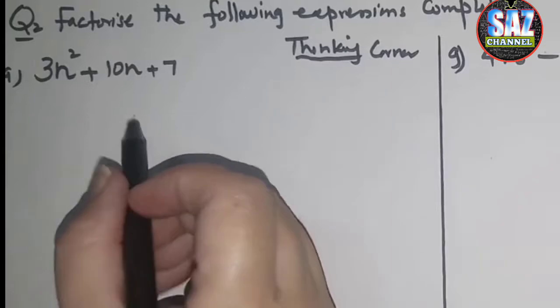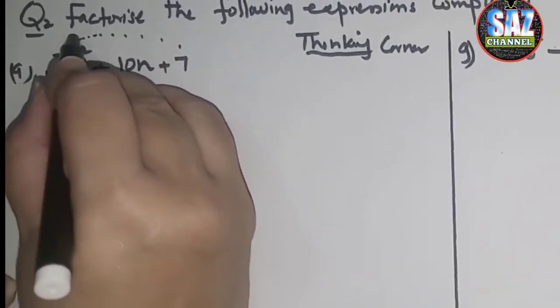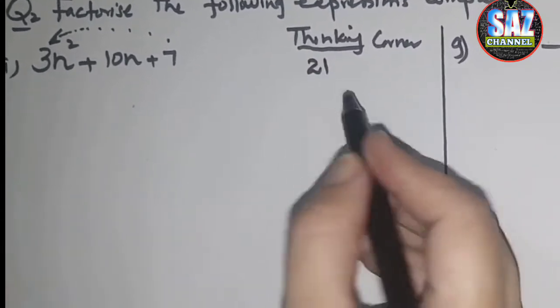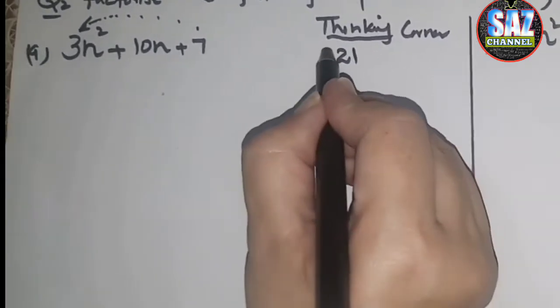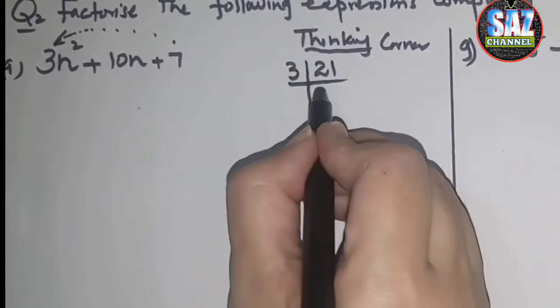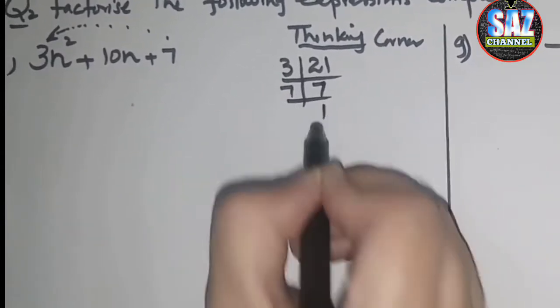So the first step is that I have to multiply the constant with the coefficient of the square term, that comes 21. Then after getting the product, I have to make the prime factors of the product, and for 21 the suitable divisor is 3. 3 7s are 21 and 7 1s are 7.